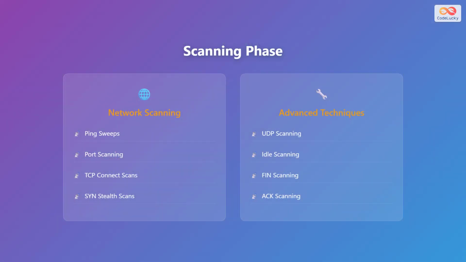The scanning phase identifies live systems and available services on the target network. Network scanning begins with ping sweeps to discover active hosts, followed by port scanning to identify open services. TCP connect scans establish full connections, while SYN stealth scans send only initial packets to avoid detection. Advanced techniques include UDP scanning for services like DNS and SNMP, idle scanning using zombie hosts, FIN scanning that sends packets with the FIN flag set, and ACK scanning to map firewall rules and identify filtered ports.